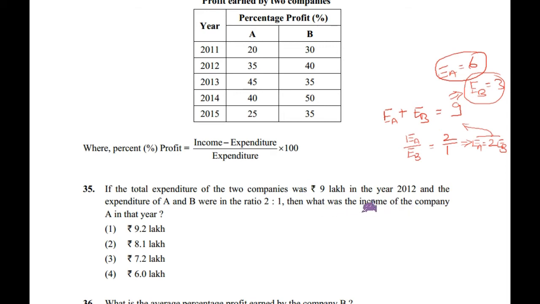Now, what was the income of the company A in the year? So let income of company A is IA, minus EA expenditure. We have calculated it is 6, upon expenditure of company is 6, into 100, and this profit percentage is given here for the year 2012 is 35, so it is equal to 35. Now on solving this equation, there is a single variable IA, easily we can calculate IA, and it comes approximately 8.1 lakh. So second one is the correct option.